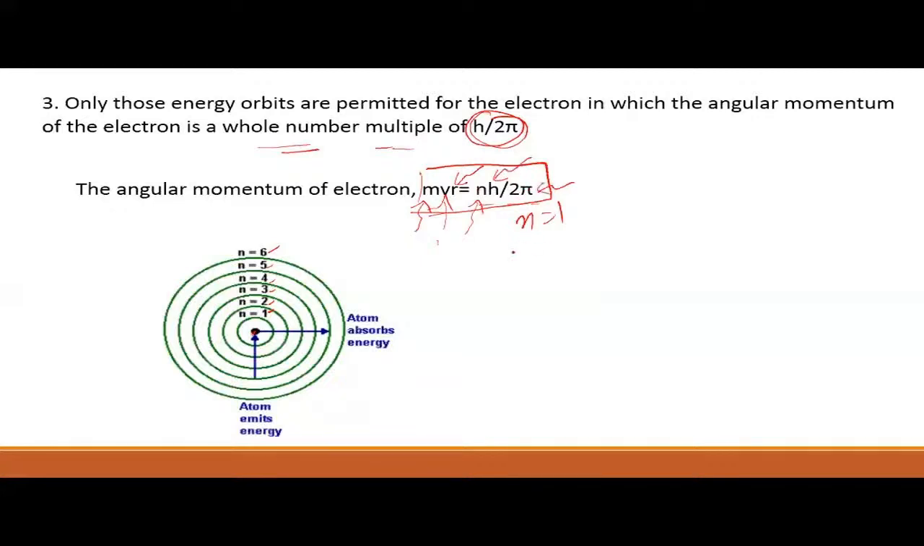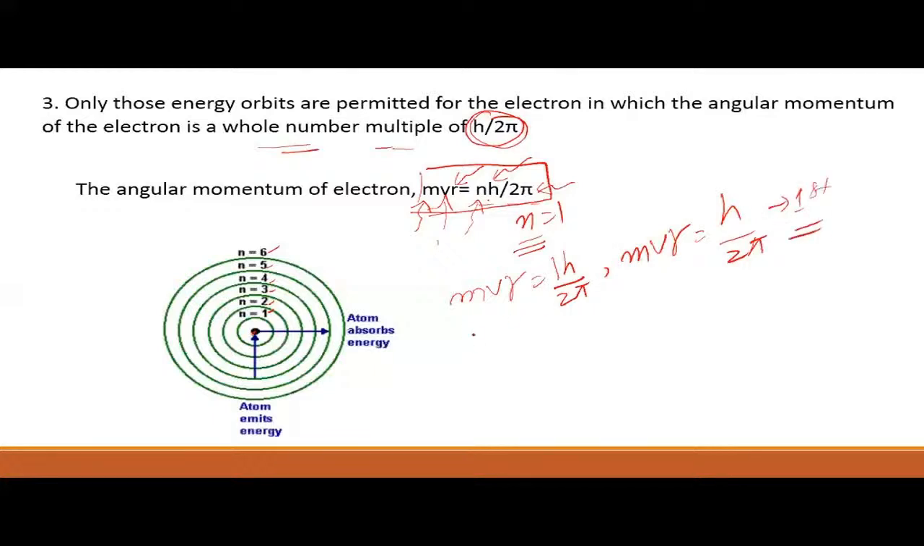We substitute the value of n in this formula. We get mvr is equal to 1 h upon 2 pi, or mvr is equal to h upon 2 pi. So this is the angular momentum for the first energy level.